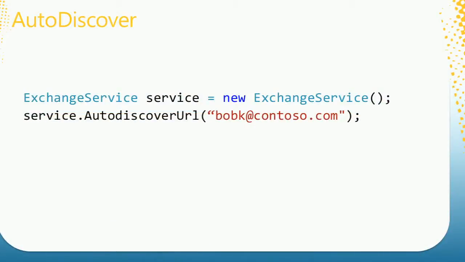And that's how easy it is. So in the client API, it's going to take you a single line of code to get the Exchange URL based on an email address. And I'll walk through exactly what it means to take this email address and turn it into a URL.